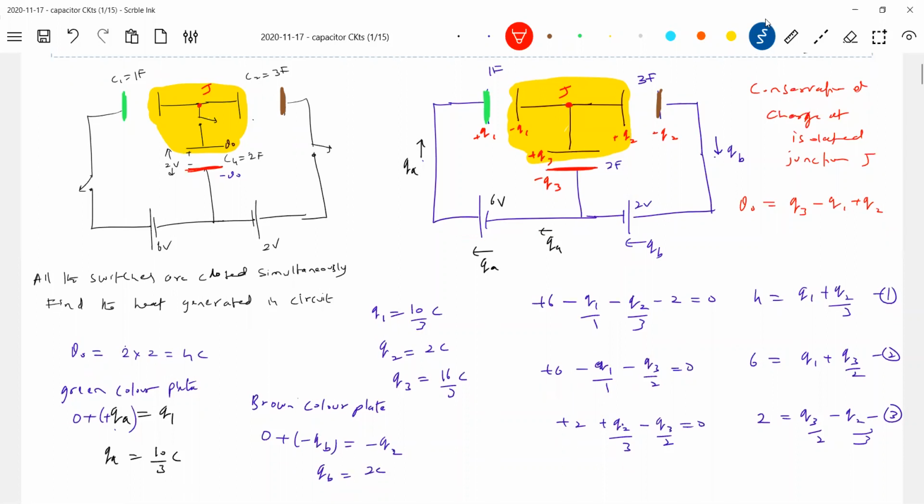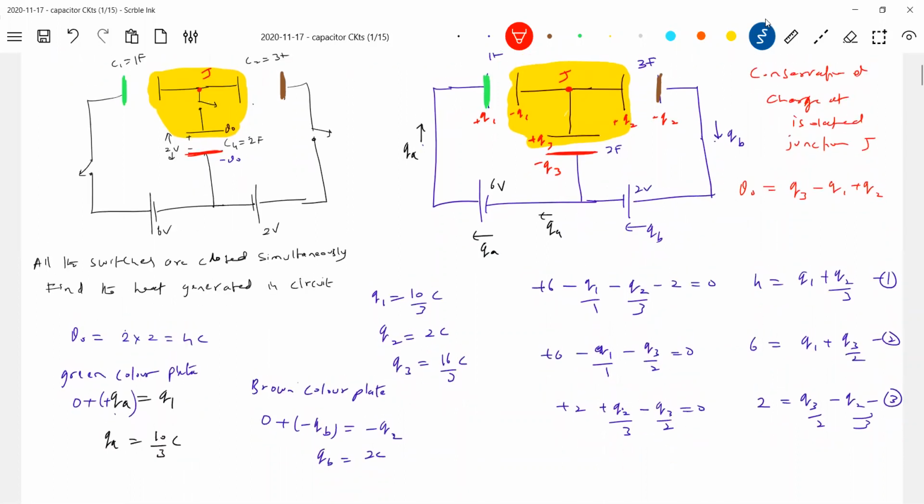Now look at the red color plate here. For the red color plate, what was the earlier charge? Minus Q naught. And finally, Q naught is 4 coulomb and it has become 16 by 3. 16 by 3, definitely the value is bigger. So I'll assume that some charge entered. So plus QC and it has become minus Q3.